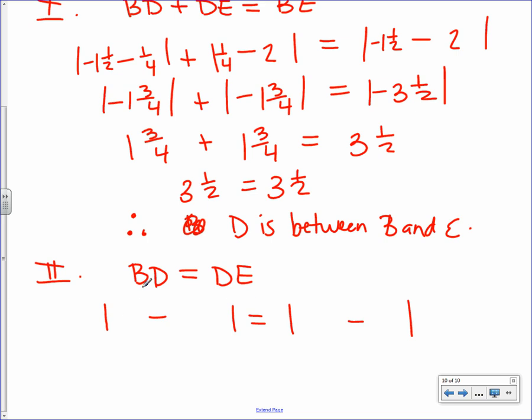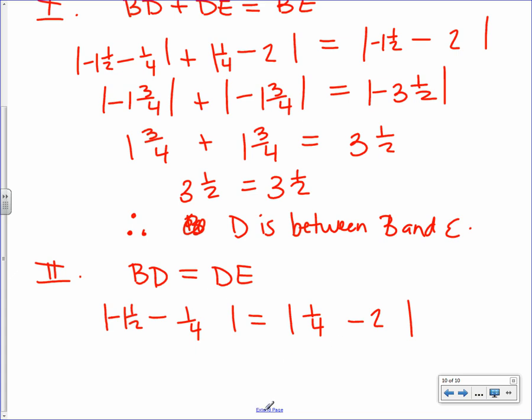Where is B located? I'm not going to scroll up. You guys look at yours. Negative 1 1/2. Good. Where's D located? 1/4. And then D again, 1/4. And where's E? 2. Do you guys see how I'm filling that in?